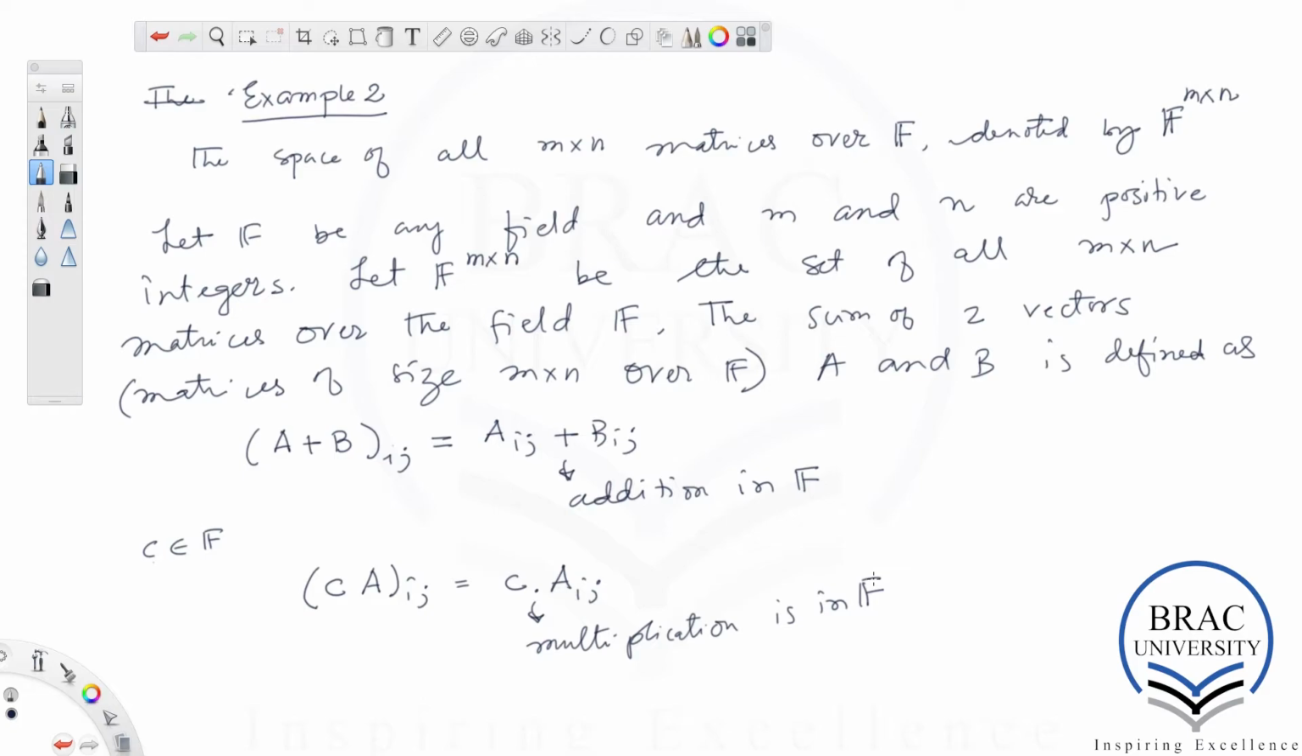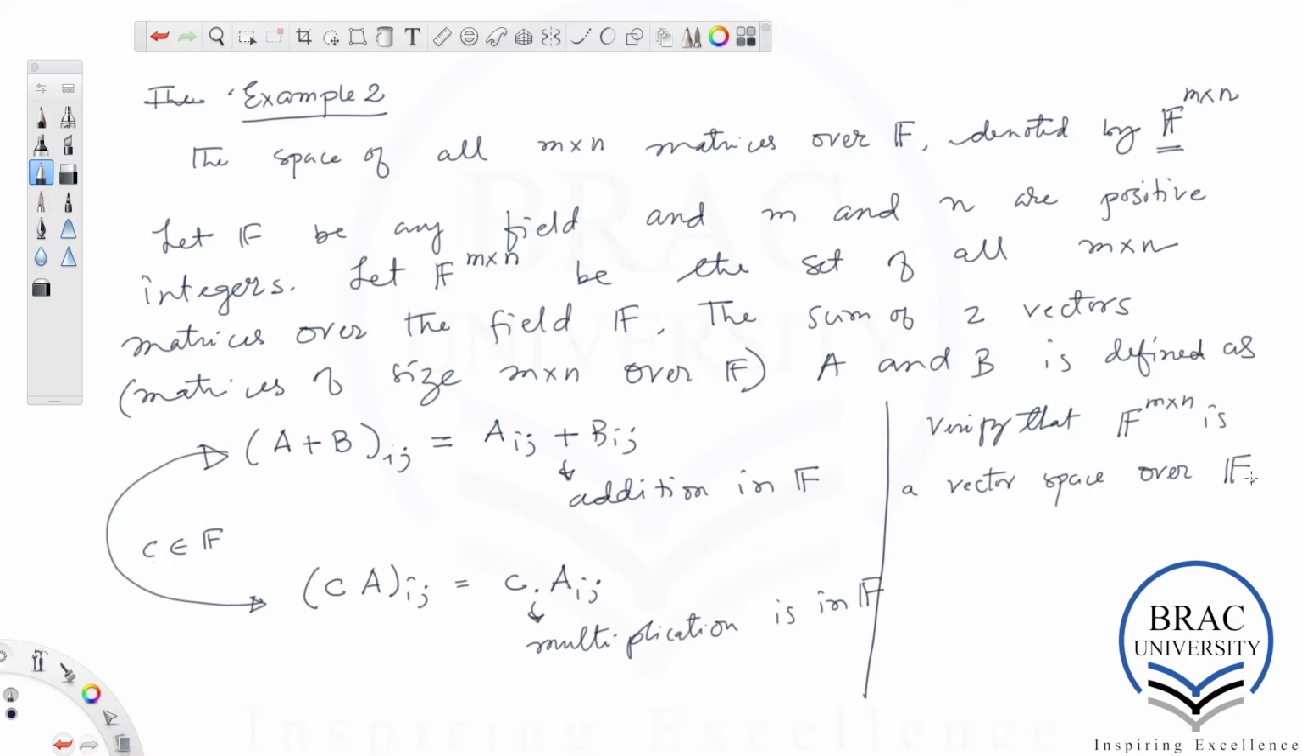Okay, so with respect to these two operations, vector addition and scalar multiplication, one needs to verify that all the properties listed in the definition of a vector space are fulfilled, and hence F to the m cross n is a vector space over the field F. So verify that F to the m cross n is a vector space over the ground field F. Okay, I also leave it as an exercise for you.